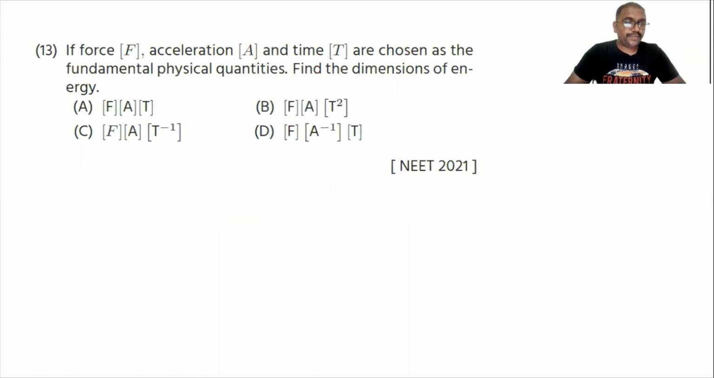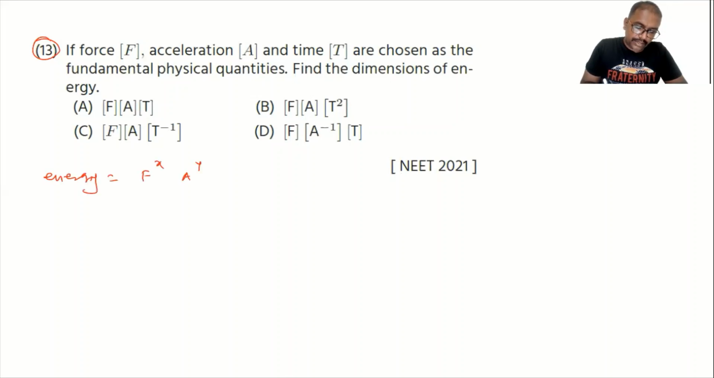Now next MCQ, MCQ number 13. Force, acceleration, time are chosen as fundamental physical quantities. Find the dimension of energy. Listen, I can write here energy is equal to force raised to x, acceleration raised to y, time raised to z, and we have to find x, y, z. The energy dimension is L2 M1 T minus 2. Force dimension is L1 M1 T minus 2 raised to x. A is acceleration, L1 T minus 2 raised to y. And capital T is the time, T raised to 1 z.